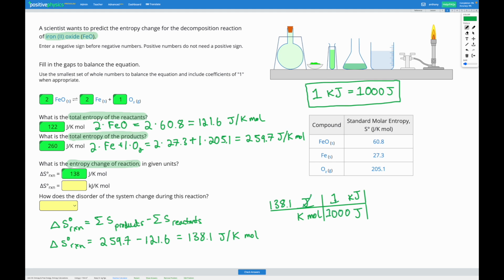So the joules are going to cancel. Everything on the top will multiply, and we'll divide by everything on the bottom. We're going to end up with 138.1 multiplied by 1 divided by 1,000, and our units will be kilojoules on the top and Kelvin mole on the bottom. If we put that in our calculator, that gets us 0.1381 kilojoules per Kelvin mole. So again, we can go ahead and fill that in over here.